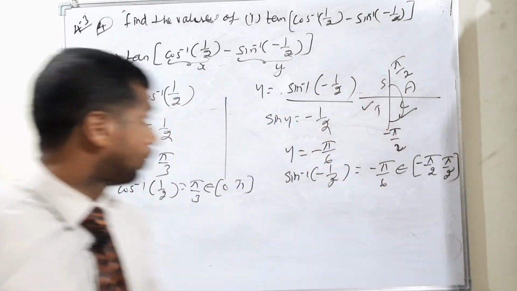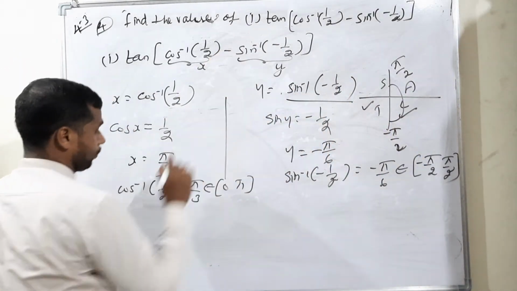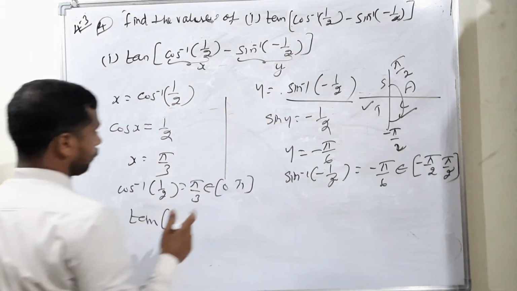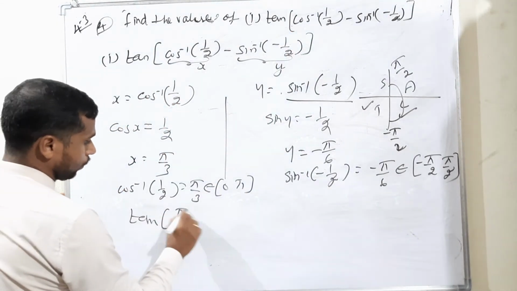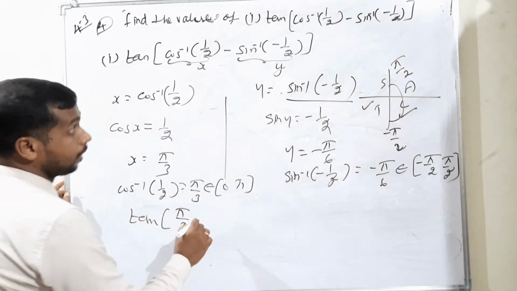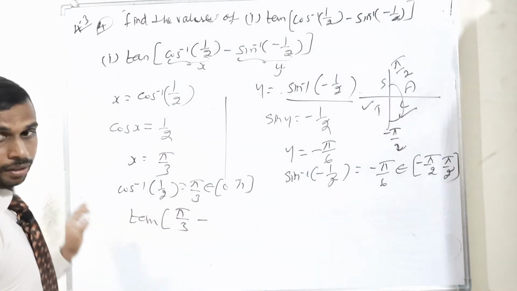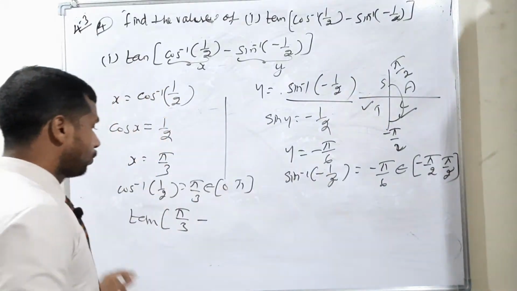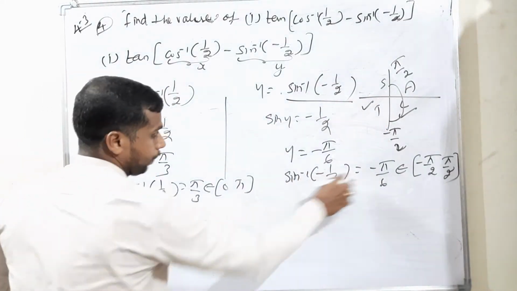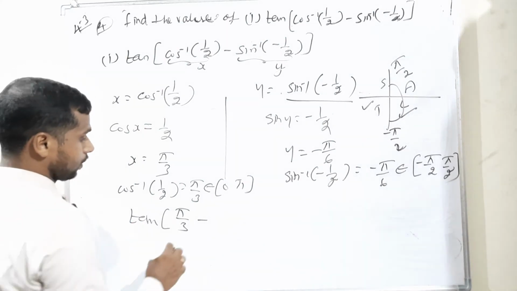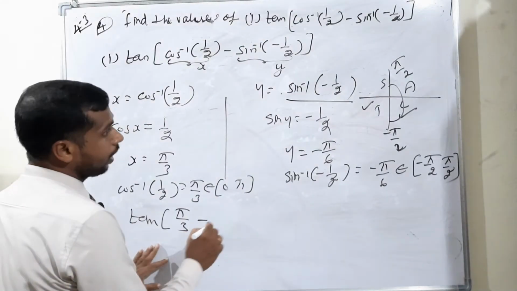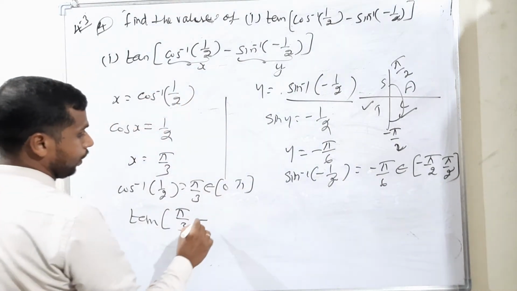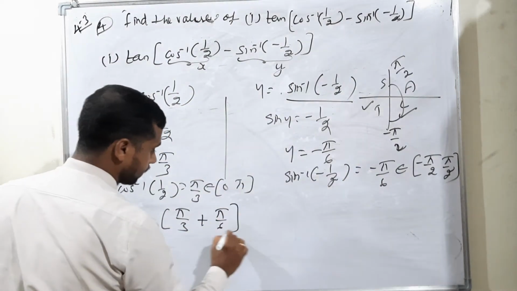But what is our main question? Tan of cos inverse of 1 by 2, what is the value? Pi by 3. The next one, minus sign. Next one, sine inverse of minus 1 by 2 means pi by 6, isn't it? Since there is already a minus there, here also the answer is negative. Therefore, positive pi by 6, isn't it?